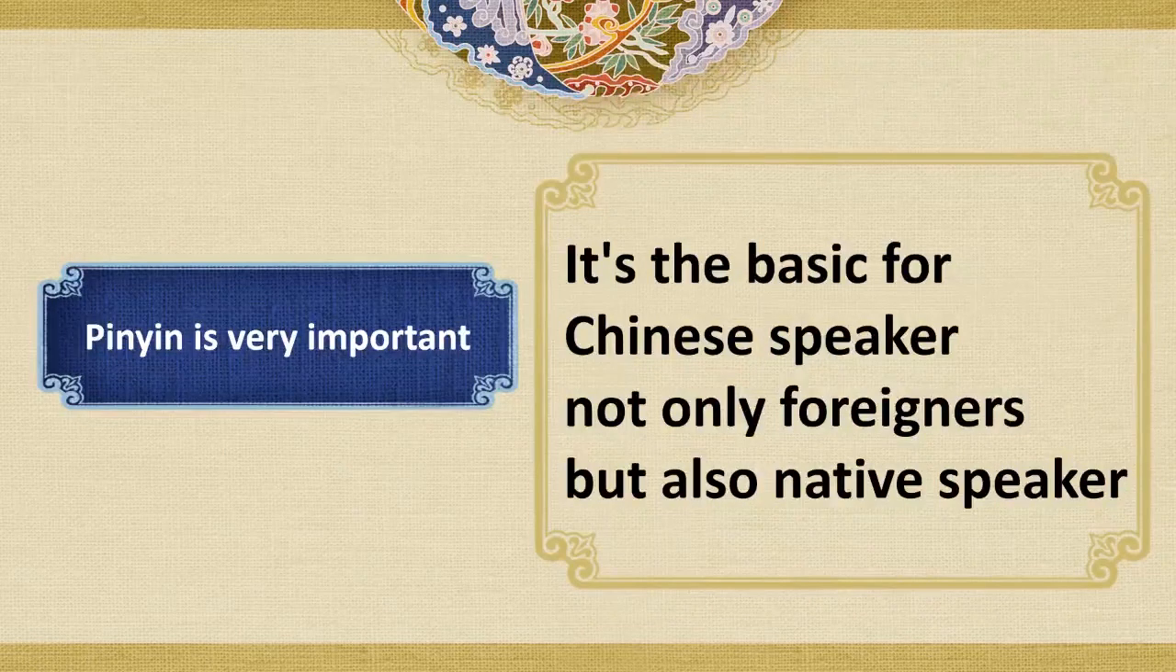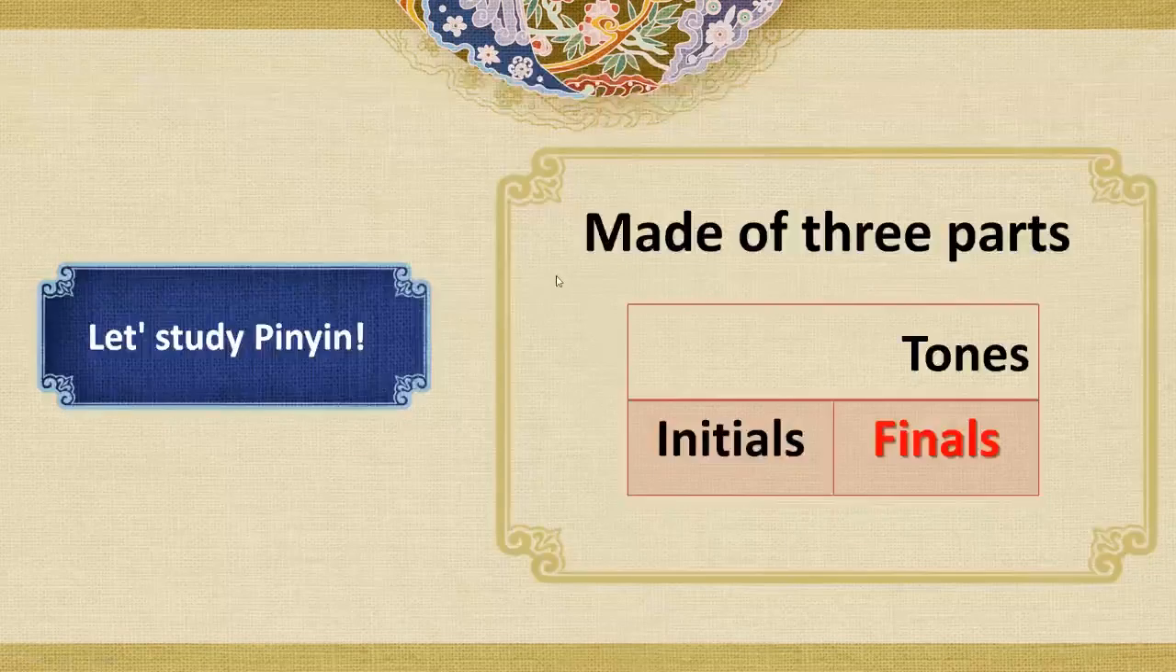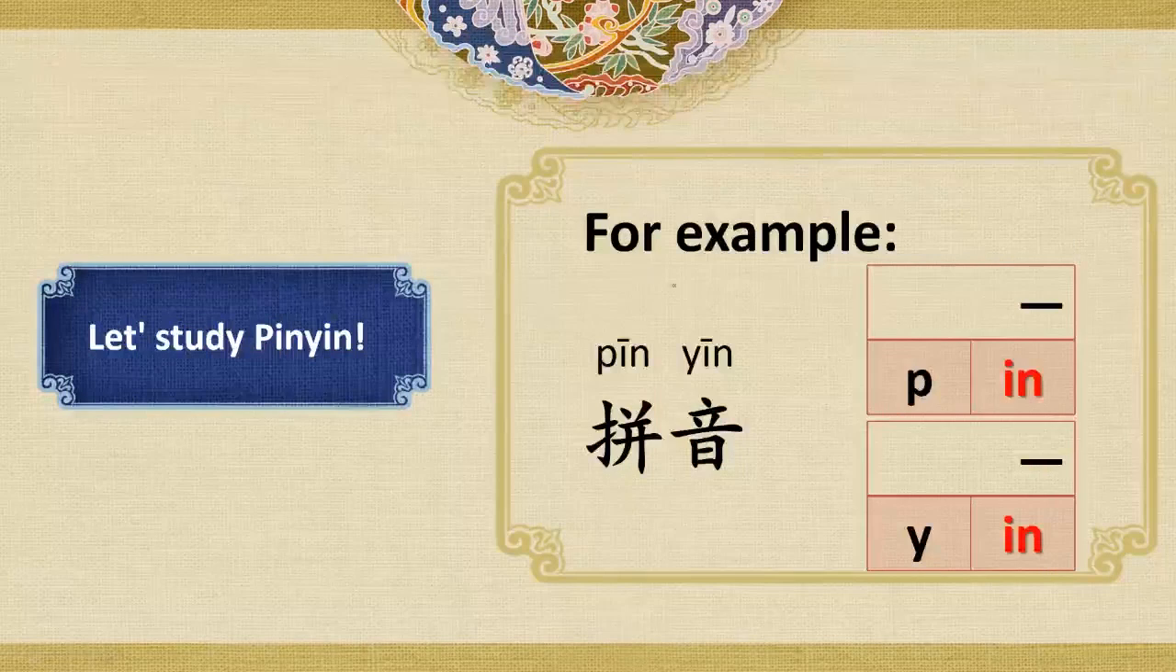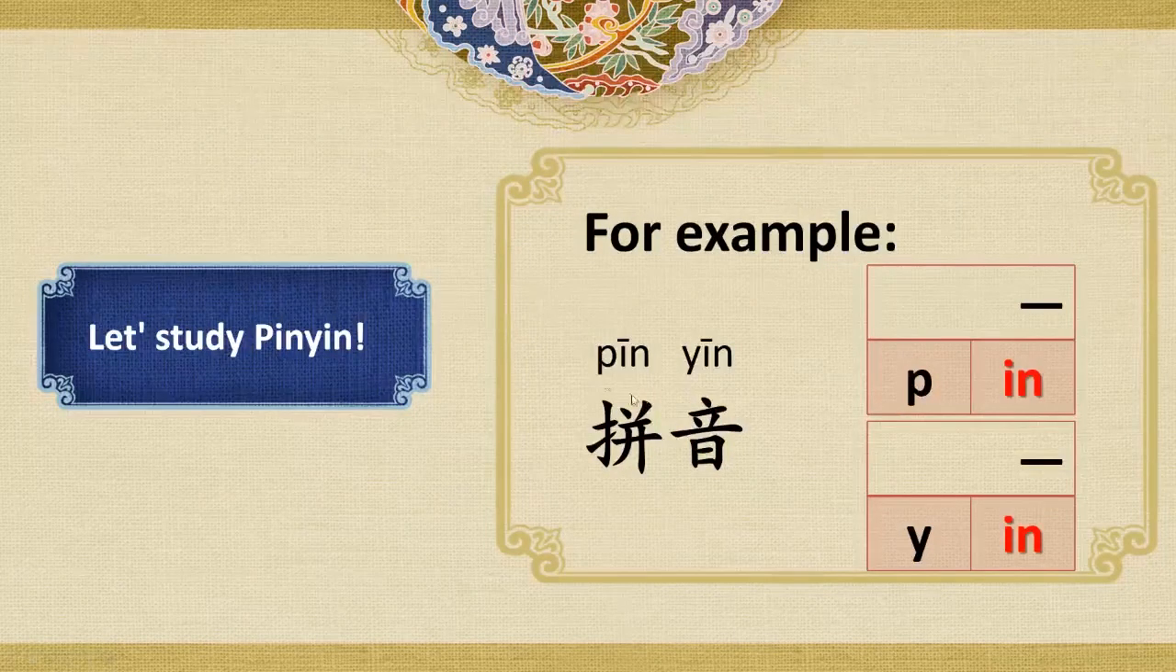Then, how does Pinyin look? Look here, Pinyin is made of 3 parts: initials, finals, and tones. For example, Pinyin. Here P is the initial, yes. In is the final, yes. And this stick on top is the tone mark. This means the first tone. In, Y is the initial. In is the final. And this one is also a tone mark, the first tone.